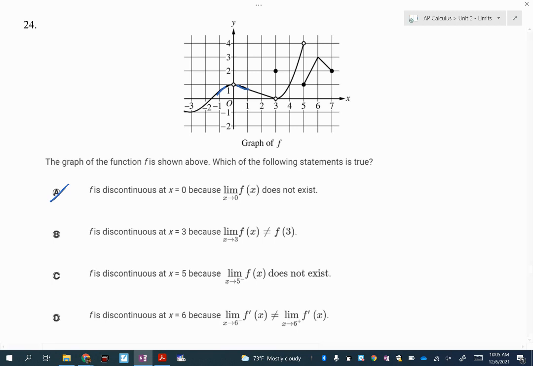Let's look at x equals 3. It is discontinuous. That actually looks like it could be the answer because f of 3 is not the same as the limit as x approaches 3, because of that removable discontinuity. F is discontinuous at x equals 5. Actually, the limit as x approaches 5 from the left does exist. It's this y value of 4, so that's not it. And then at 6, it's actually continuous because the limit as x approaches 6 and f of 6 are the same. So that's not going to be the answer. So the answer is B.